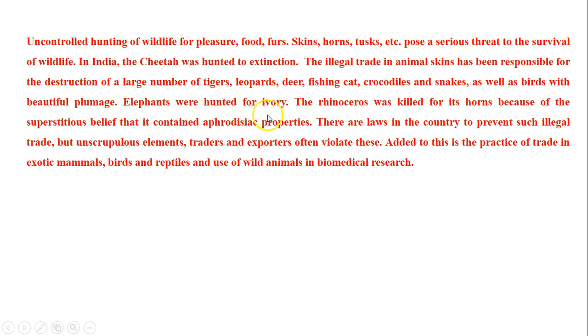Elephants were hunted for ivory. The rhinoceros was killed for its horn because of the superstitious belief that it contains aphrodisiac properties. There are laws in the country to prevent such illegal trade, but unscrupulous elements, traders, and exporters often violate these. Added to this is the practice of trade in exotic mammals, birds, and reptiles, and the use of wild animals in biomedical research.